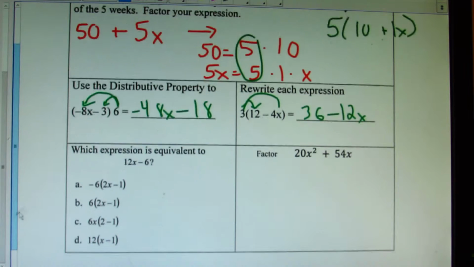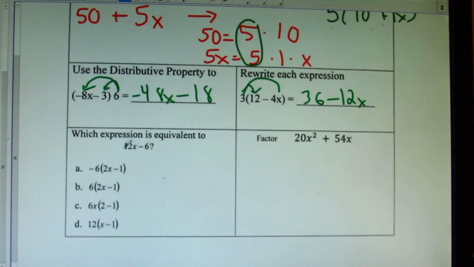Which expression is equivalent? This is just asking you, if I factored this, what would it be? Well, I think the easiest way to solve this is to look at the choices and see if I can distribute these, which one will get me the original problem. 12x, yep. Minus 12, no. 12x, yes. Minus 6x, no. 12x minus 6, yep. That's the one. Factoring again.